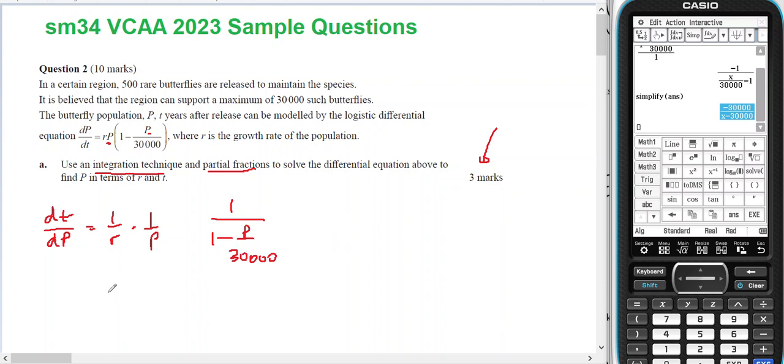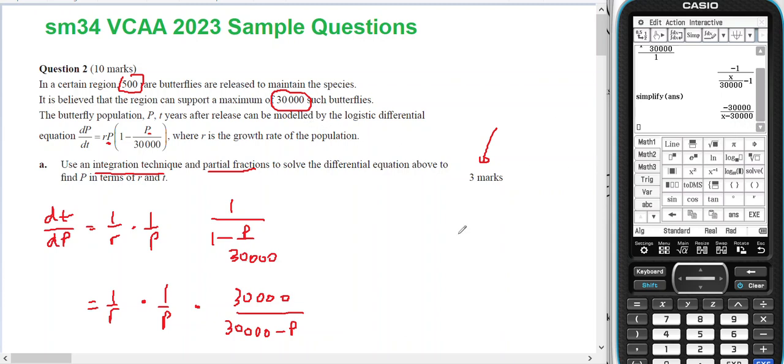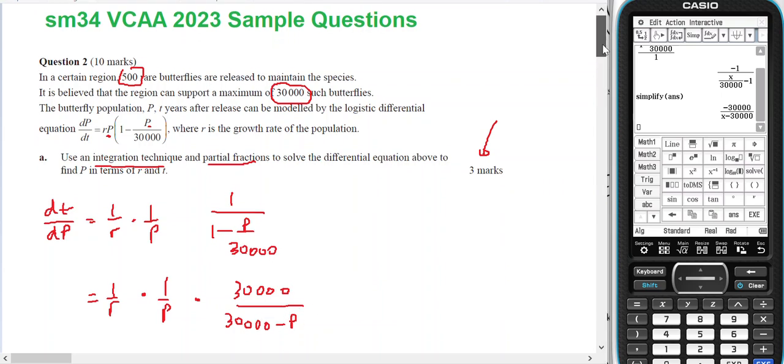Now I'm not going to swap it around, so it's going to equal 1 on R times 1 on P times 30,000 on 30,000 minus P. It only supports 30,000 butterflies. I start with 500. I don't want to swap it around to say x minus 30,000 because that will always be negative if that's the case. So I'd like to leave it in that form.